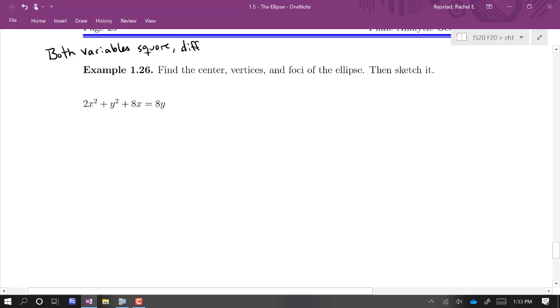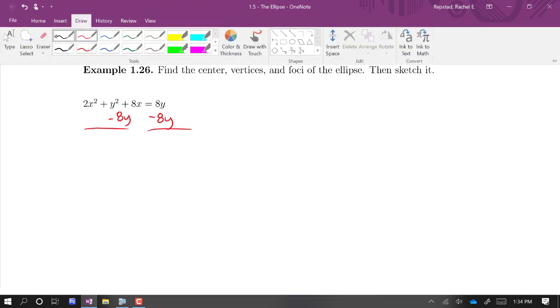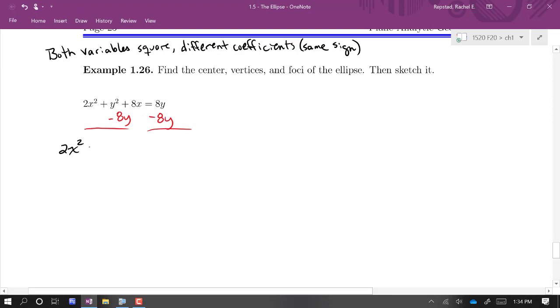Different coefficients, though. Different coefficients, same sign. And that's how I know that I'm looking at an ellipse. So what I'm going to do is gather my x's with my x squared, my y's with my y squared. I'm going to subtract 8y from both sides. There's no other constant term to worry about. So we've got 2x squared plus 8x plus y squared minus 8y equals 0.